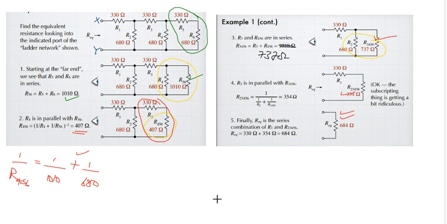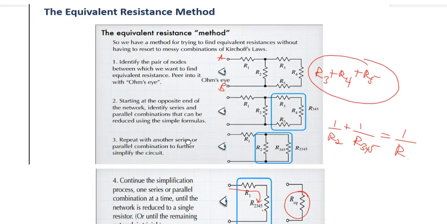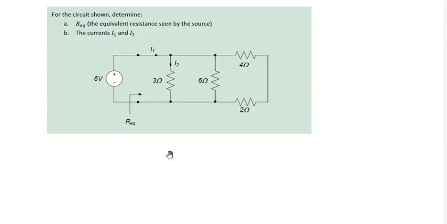So this is how to resolve a complex resistive network, where you have a mixture of both series and parallel combinations. Okay, we have a simple example here. I'm going to solve the first part of the example, and then you can try your hands on the second part of the example.